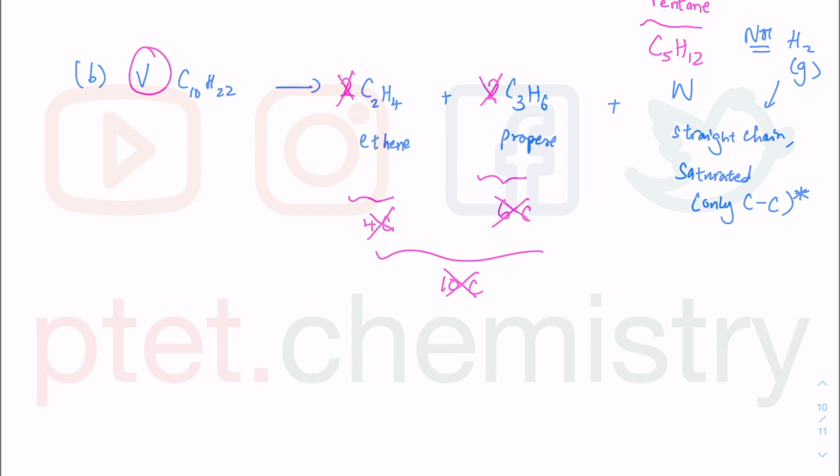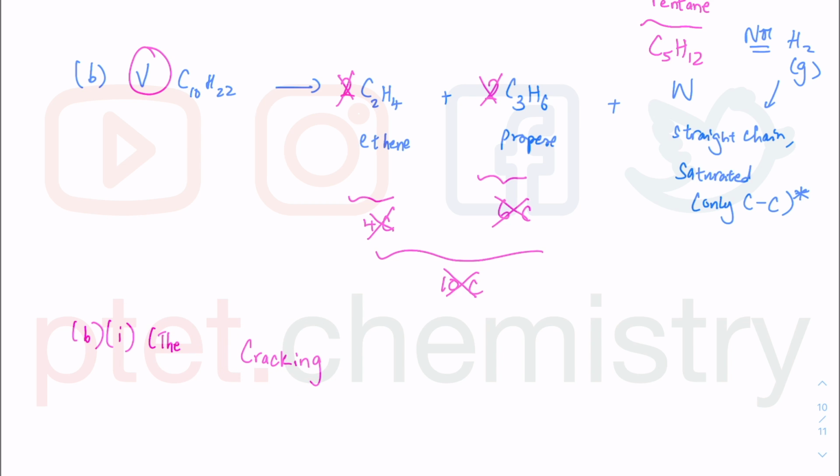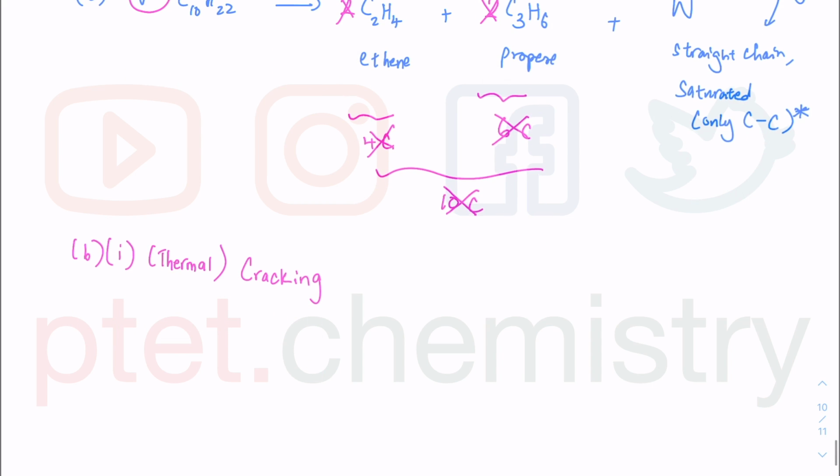So they want you to name the process first of all. This is called cracking. Cracking is when you shorten up the long chain hydrocarbon into short chain hydrocarbon, which are more in demand. You are heating it under high pressure. This is actually thermal cracking, but I think if you don't put down thermal, you can probably get the mark as well. It's just that there's another type of cracking called catalytic cracking, where you will use a catalyst like SiO2 or Al2O3.